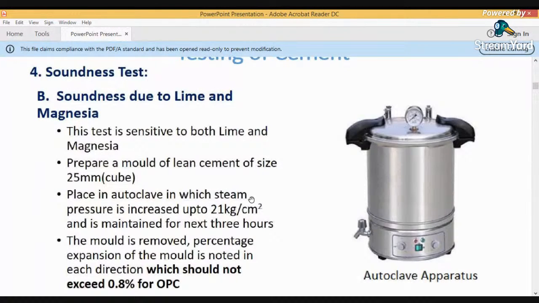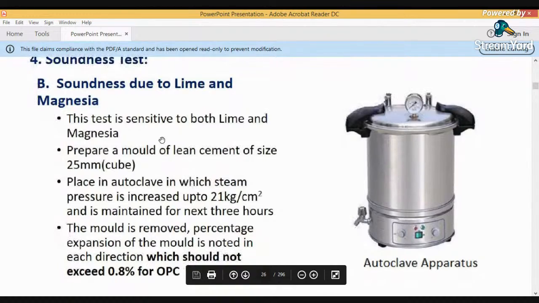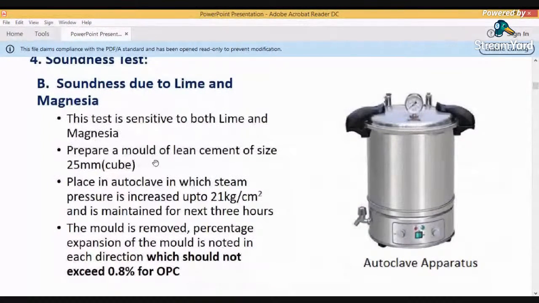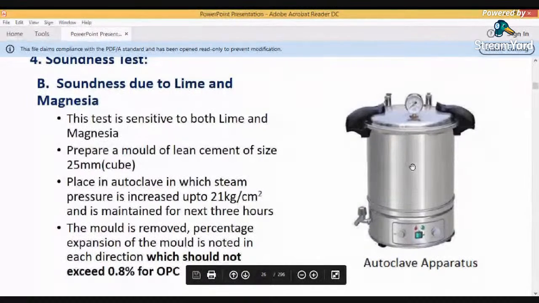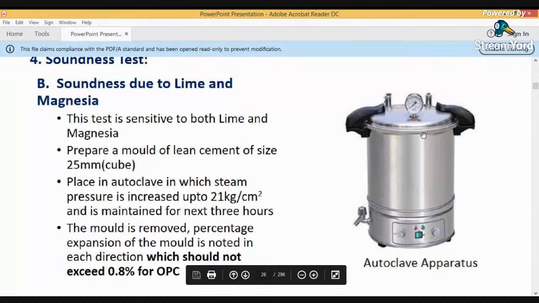Autoclave. You can see the right side figure. This is called autoclave apparatus. Okay, so this test is sensitive to both lime and magnesia. So what you have to do? Prepare a mold of lean cement, size 25 millimeter cube. We have to place this cube inside this autoclave, in which we are applying the steam pressure, which has been increased up to 20 kg per centimeter square, and we have to maintain it for 3 hours.